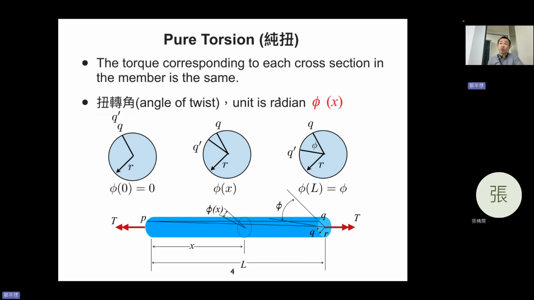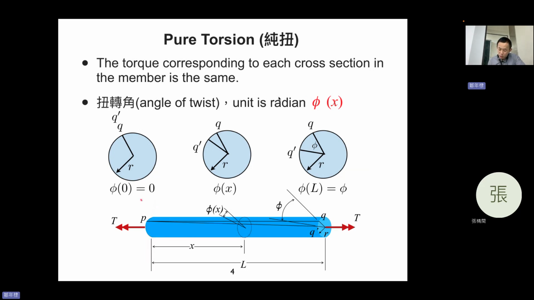Now, we are going to introduce a really important concept called angle of twist. 扭转角, angle of twist. Your unit is radian, okay? And we call this phi, but you notice that we have an x here, which means that it is a function of x. It's a function of the position, okay?